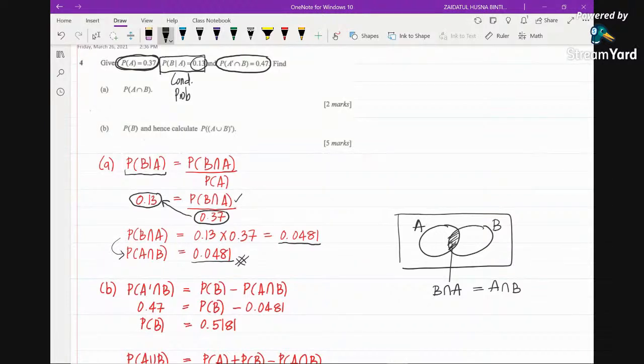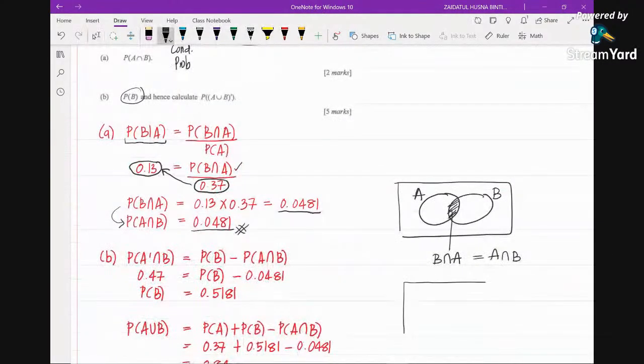Now find P(B). So for the second part, we need to find P(B). So how can we find P(B)? Previously we have made full use of this formula, this information. So now it's about using this information. The information given is A prime intersect B. So where is the A prime intersect B?